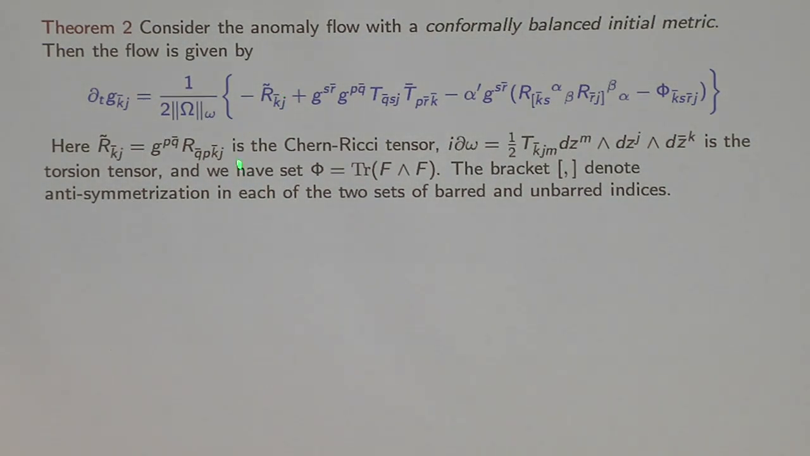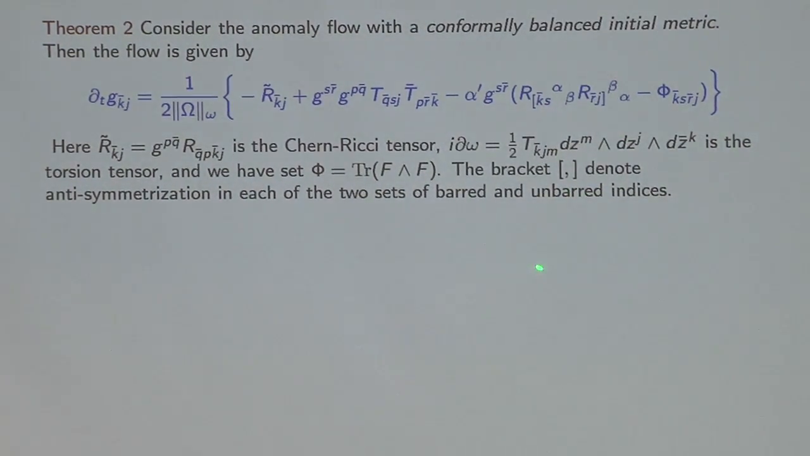This R tilde here is this particular Ricci tensor, Chern-Ricci. And then T here is the torsion, and then phi here is the trace of F wedge F, which is contributed by the holomorphic vector bundle. And over here, you have different sets of indices, and brackets means that you anti-symmetrize, which is what you would do because of these wedge products.